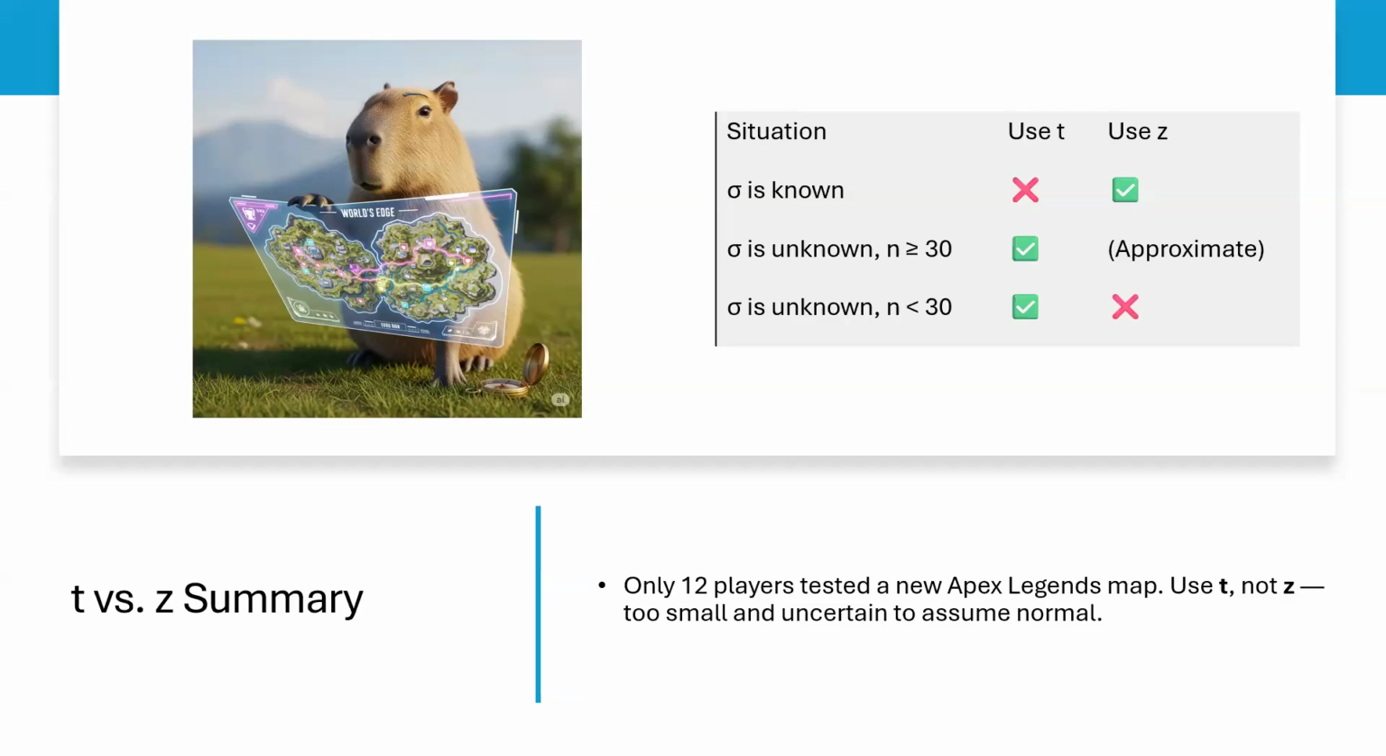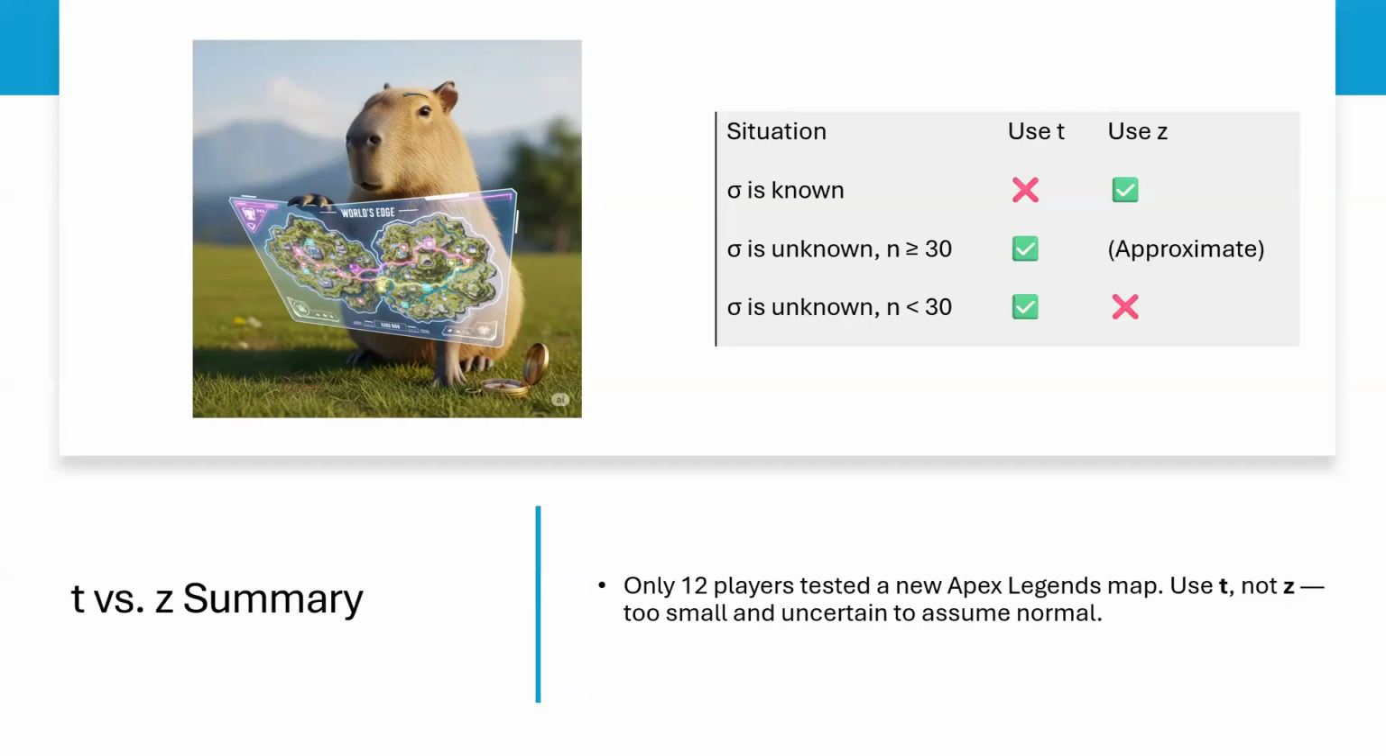Let's take a real-world example. Suppose only 12 players tested a new Apex Legends map. That's a pretty small sample size, and we definitely don't know the population standard deviation yet. In this case, we can't rely on the normal Z-distribution because there's too much uncertainty. Instead, we use the t-distribution, which accounts for that extra variability and gives us a more cautious, realistic estimate. When n is small and sigma is unknown, t is the only trustworthy guide.